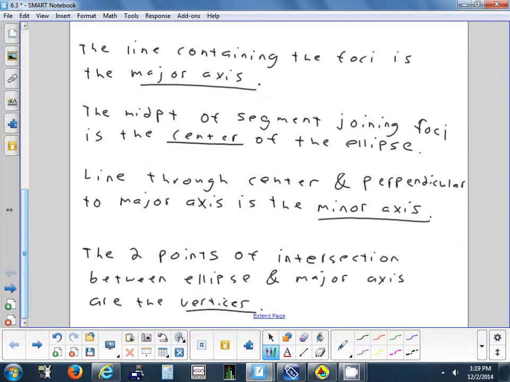Is that last word underlined vertices? Vertices, yeah. Okay. Yep, those are your vertices. Okay, any other questions on those terms?